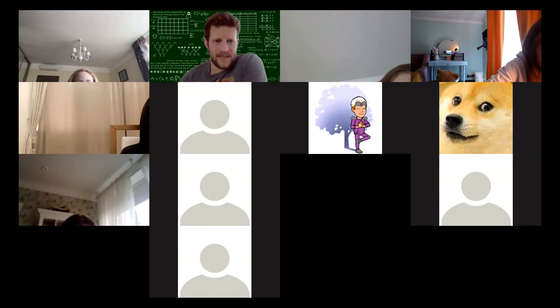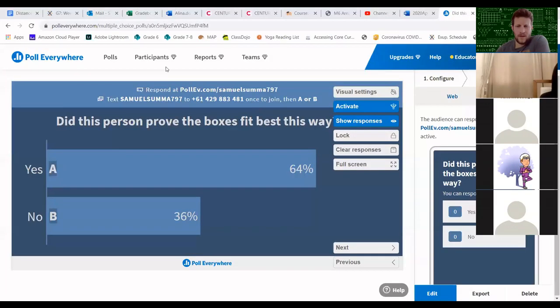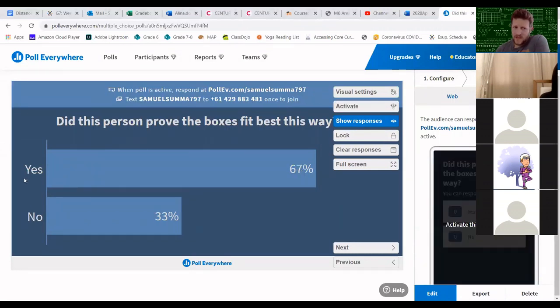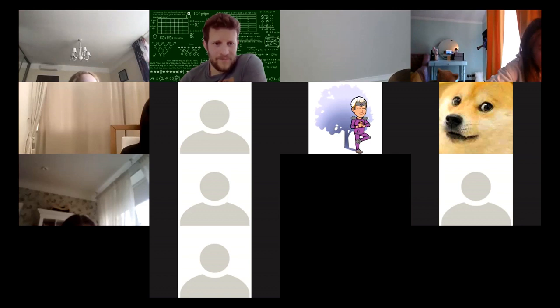Here's what we've got. Based on that person's diagram, most people, about 2/3 of us, thought that he proved the best way to fit the boxes was that. And 33% of people thought that he did not prove that. Let's look at it. That's interesting to me.